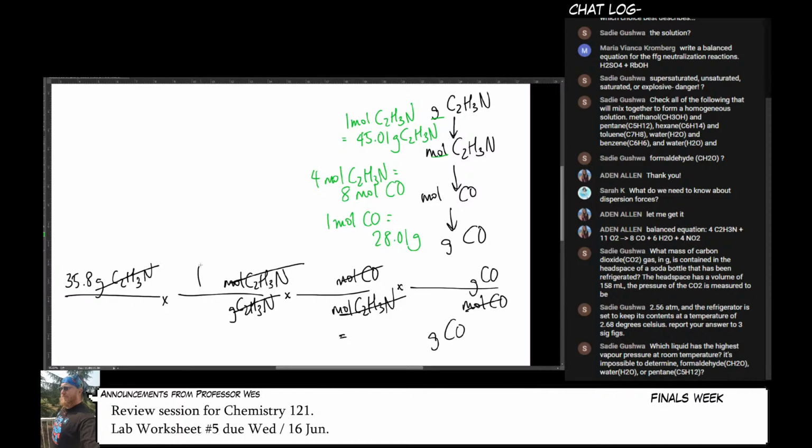All right, so we'll write all the things in, and 1 mole of whatever the heck this is, 45.01 grams, 4 to 8 ratio for the balanced chemical equation, and then 1 mole of carbon monoxide is 28.01 grams. And when I did that, I got 44.6 grams of carbon monoxide.